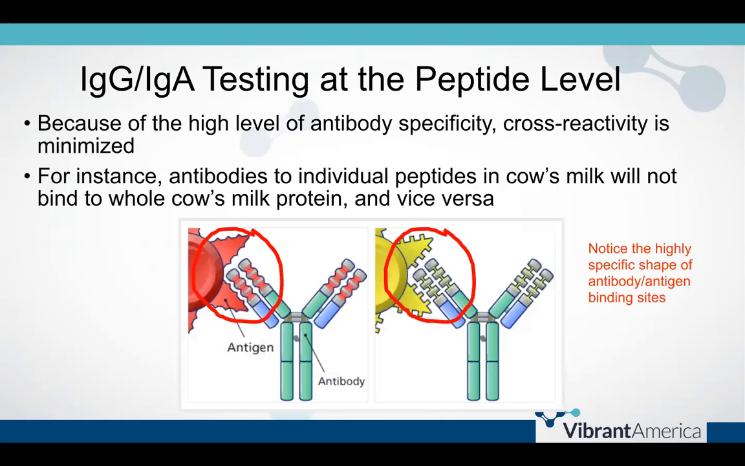For instance, the antibody on the left may be an antibody to beta casein, and the antibody on the right may be an antibody to whey protein. And you can see how antibodies to whey protein would not recognize casein and vice versa. Therefore, if one consumed only casein, only antibodies to casein would be formed and not to whey. And that's how peptides work.